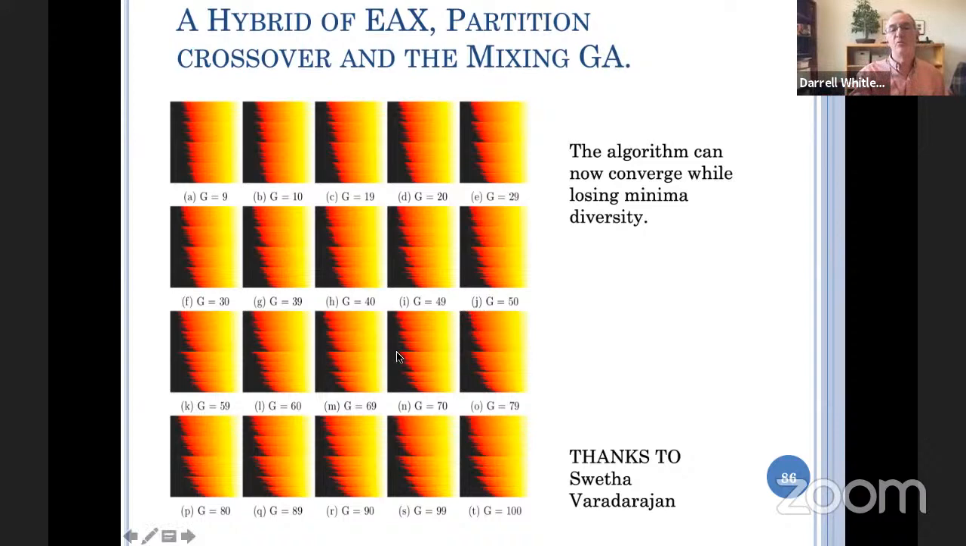And you can see that very clearly in these graphics. Again, each one of these is a population. It's generation one, 9, 10, 19, 20, 29, and so on. And each row in here is an individual. This is the population in this direction.